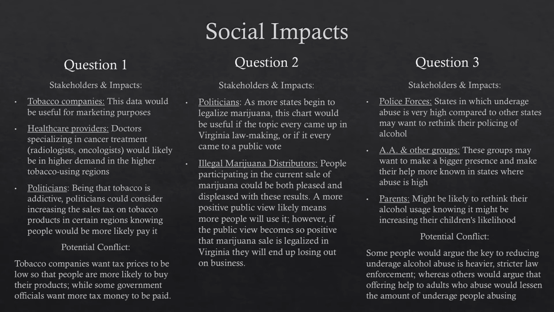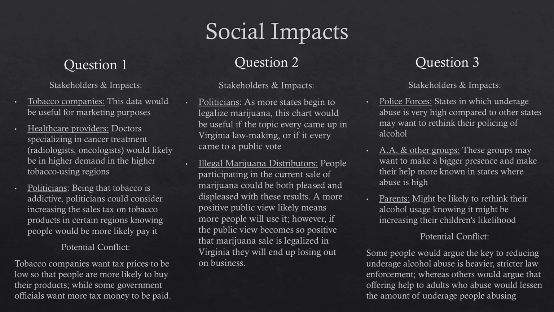The impact on them is that states in which underage abuse is very high compared to other states may want to rethink their policing of alcohol. The next stakeholder could be Alcoholics Anonymous and other related groups. These groups may want to make a bigger presence and make their help more known in states where abuse is higher. And parents might be likely to rethink their alcohol usage, knowing it could be linked to increasing their child's likelihood of abuse.